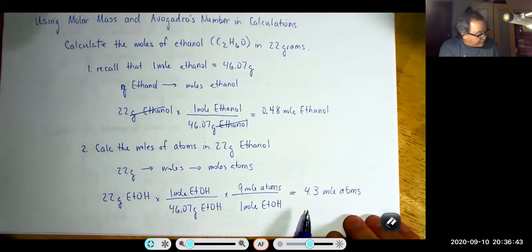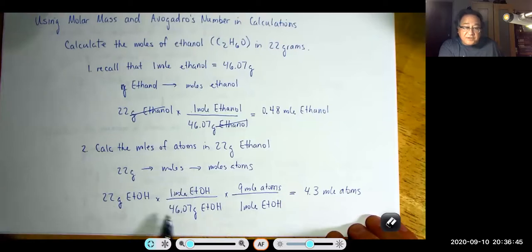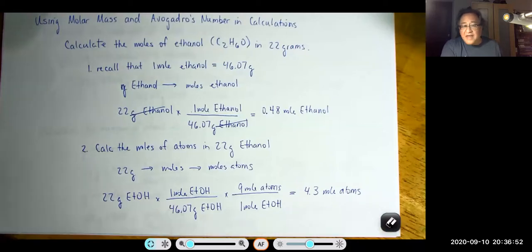Okay, so when we do this work, remember 22 divided by 46 is about half. Half of 9 should be about 4.5. And indeed our answer is about 4.5 mole of atoms. Okay, so that's a lot of atoms.